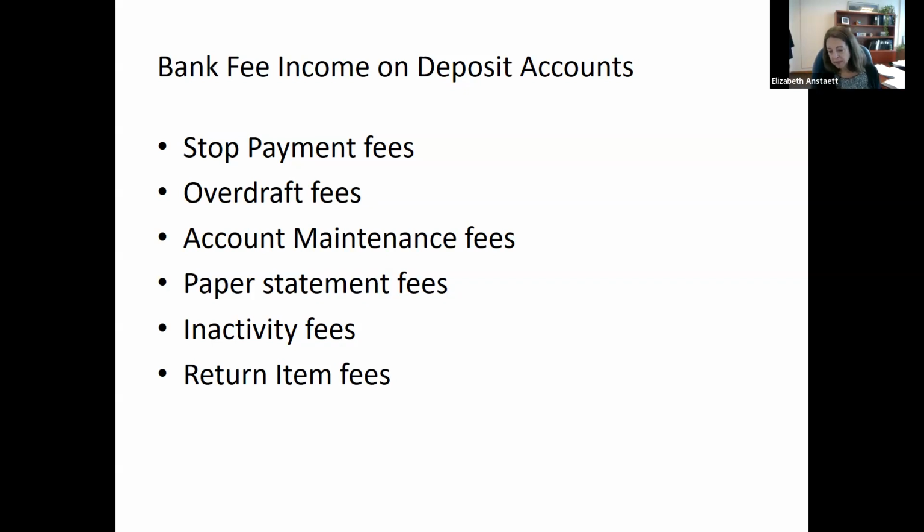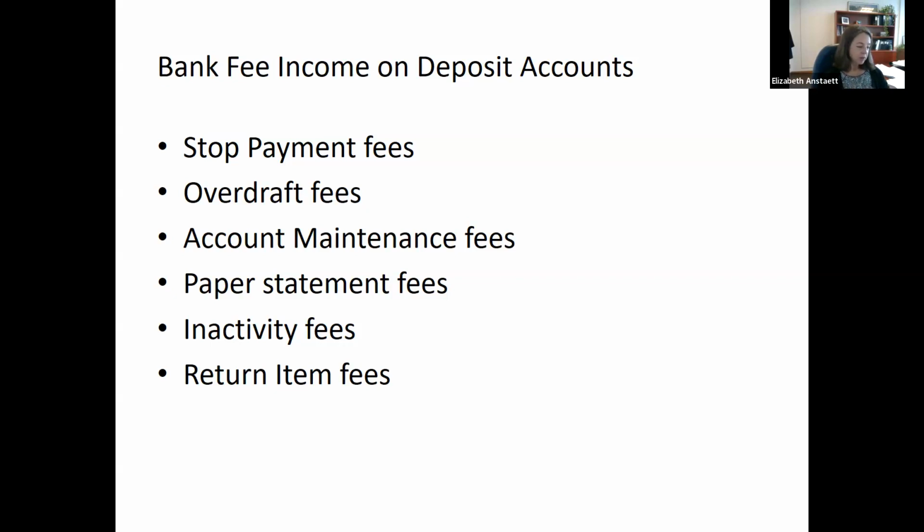Account maintenance fees have become more popular if you don't maintain a certain balance, unless you're trying to offer a lifeline account. We see more paper statement fees, and activity fees were another area where banks were trying to make some money. Got a lot of bad publicity, so not really seeing those. The return item fees, somewhat like the overdraft fees, although more related to, I guess, a paper check.